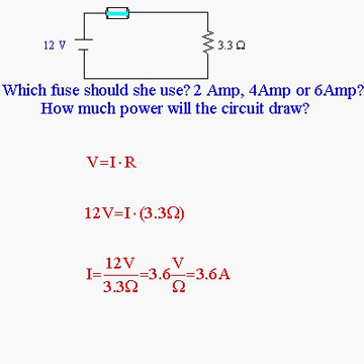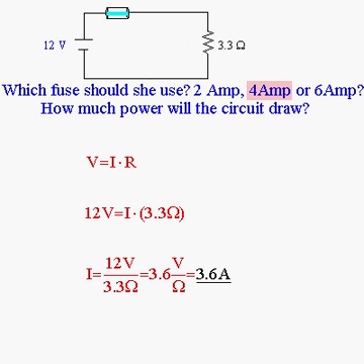Well, if the current is 3.6 amps, you should use the 4-amp fuse. The 2-amp fuse would blow, and the 6-amp fuse would allow for too much current. You only need 3.6 amps, so there's no reason to allow for 6. We'll use the 4-amp fuse. That will allow for the current that the circuit should draw, and not a lot more.